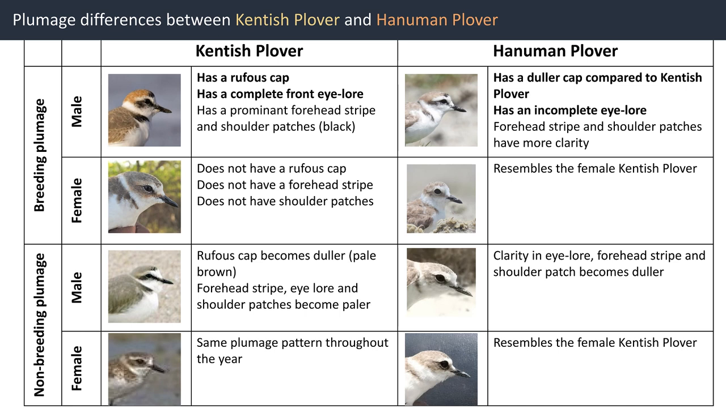the male Hanuman plovers lose the clarity in the eye lobes, forehead stripes, and the shoulder patches. The female Hanuman plover resembles the female Kentish plover, which does not have a rufous cap, the forehead stripe, or the shoulder patches. So these males having much more prominent breeding plumage has allowed females to identify their respective races or groups of males when it comes to breeding behaviors.